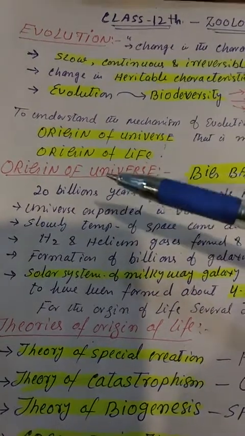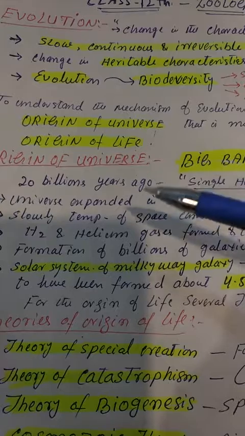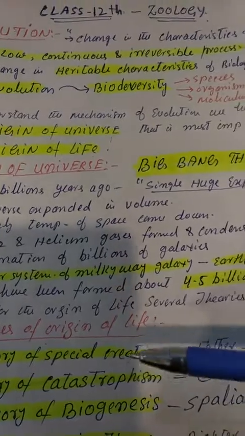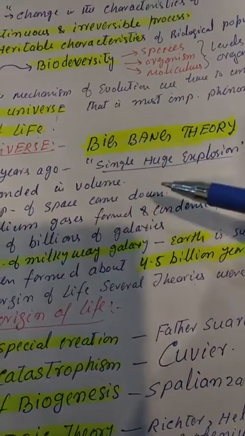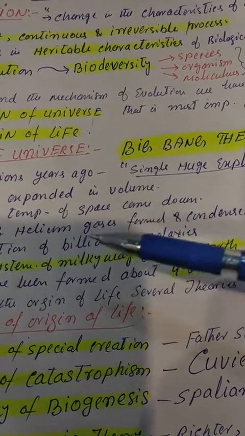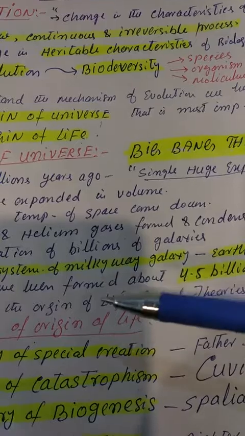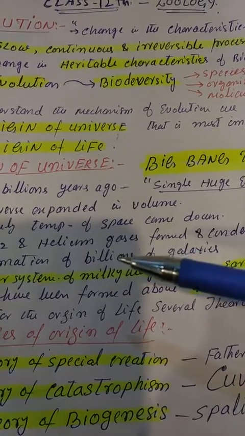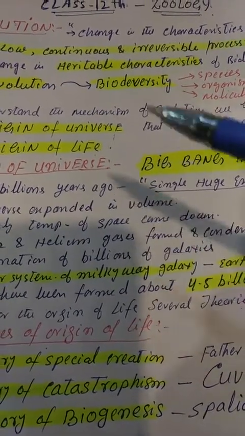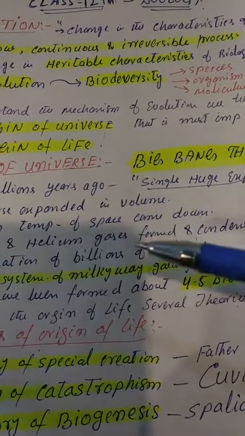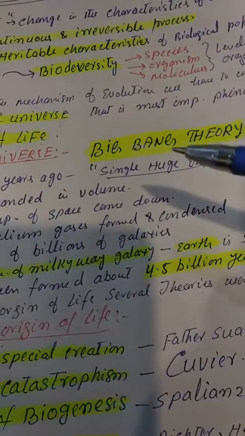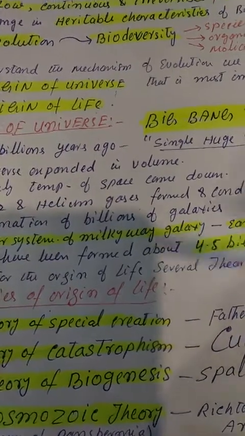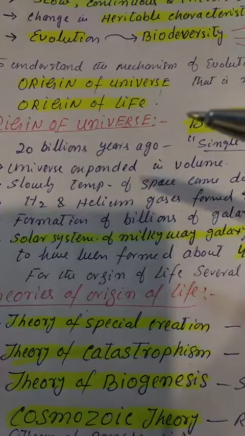So far the origin of the universe is concerned, it is the most important phenomena in the origin of life. The Big Bang theory attempts to explain the origin of the universe. This theory proposes that the universe is very old and its origin took place almost 20 billion years ago. It states that a single huge explosion, that is the Big Bang, took place in the space which was so powerful that it is unimaginable in physical terms.